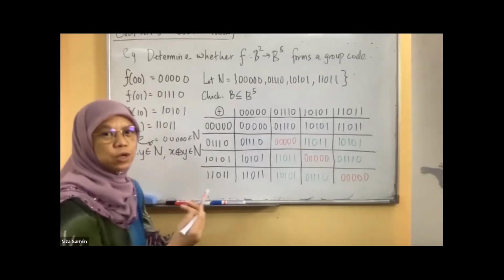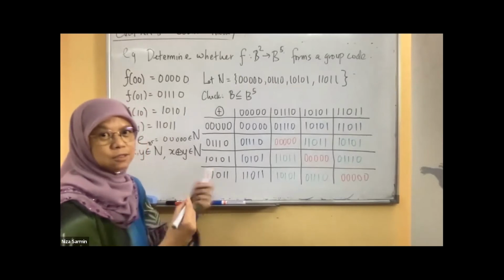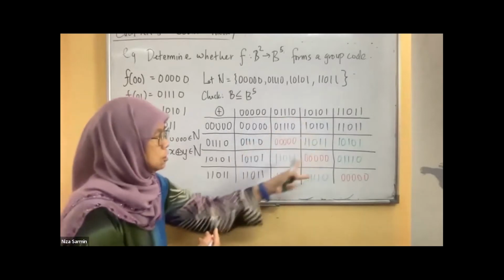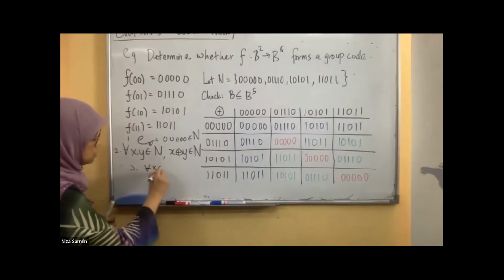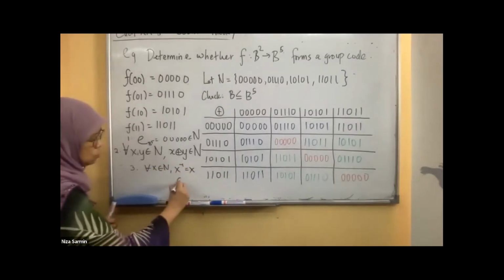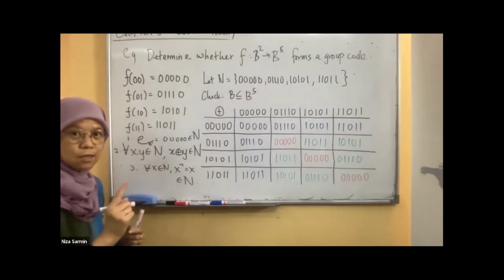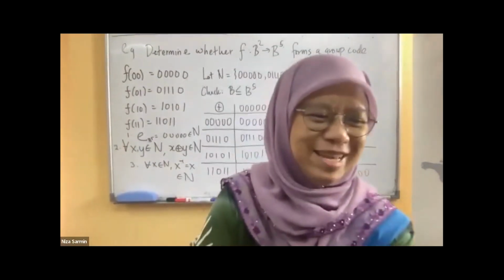You don't have to write one by one, because this is true for all. You don't write this for every detail. We have shown it inside the table. And the third one, for all x in N, x inverse, which is equal to x, is actually in N. This one you don't need to write out in detail, it's okay.